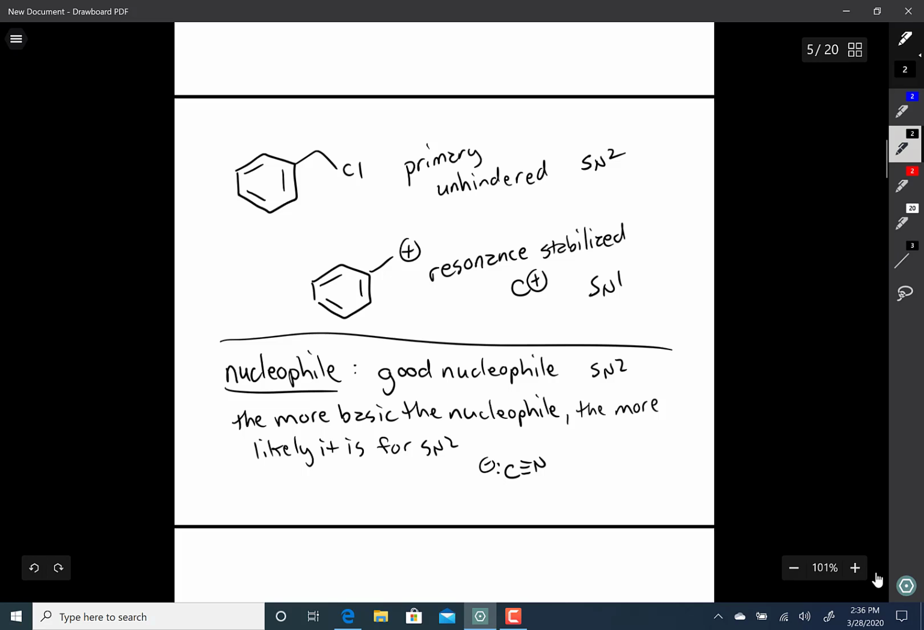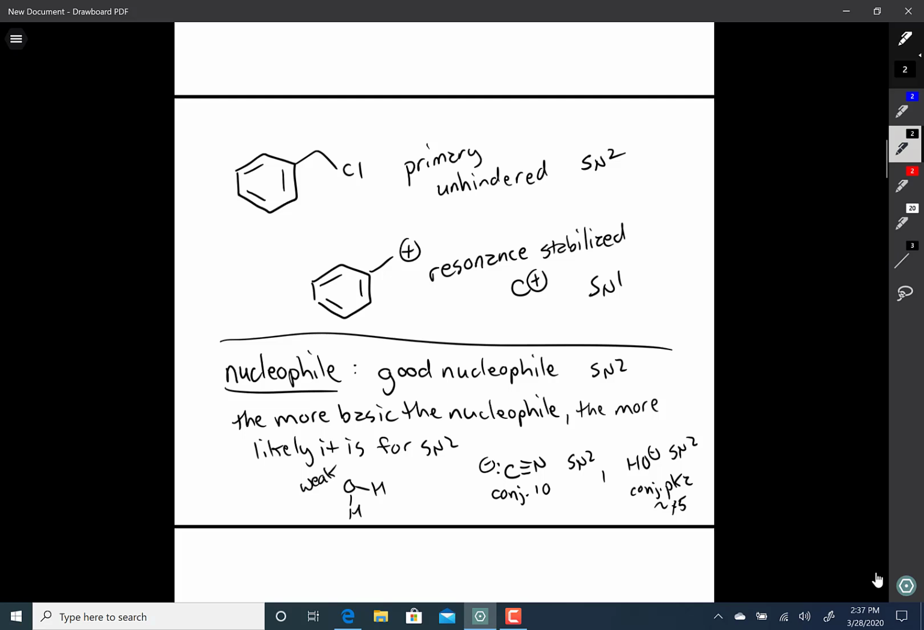The cyanide is a moderate base, conjugate pKa roughly around 10. That's going to be SN2. Hydroxide, conjugate pKa around 15. That's going to be SN2. Water, that is a weak nucleophile. Its conjugate pKa is around 0 or so. That's going to be SN1. Neutral oxygens have a tendency to do SN1 reactions. Anions, basic molecules, have a tendency to do SN2 reactions.